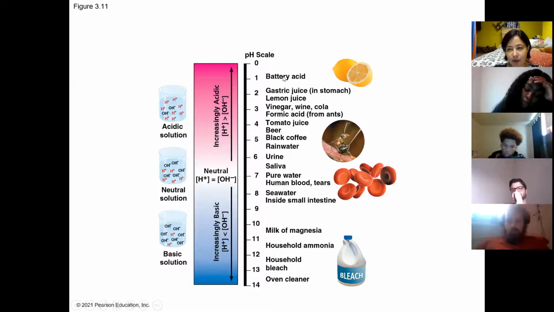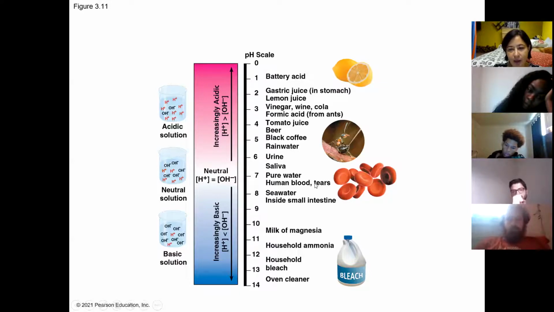Have you heard about sulfuric acid? I mean, a drop of acid can make a severe burn, right? Hydrochloric acid is quite a strong acid, right? Gastric juice in the stomach. Vinegar, wines, all sodas are acidic. Black coffee is acidic. Urine is acidic. Saliva is acidic.